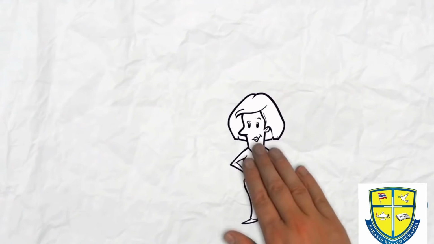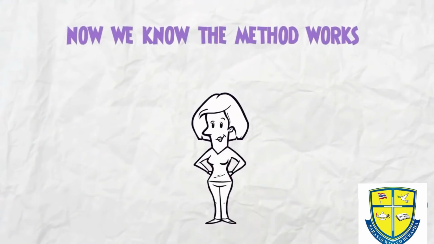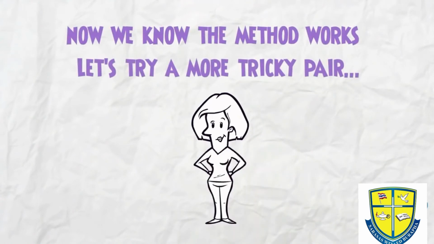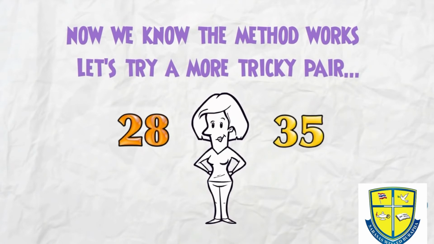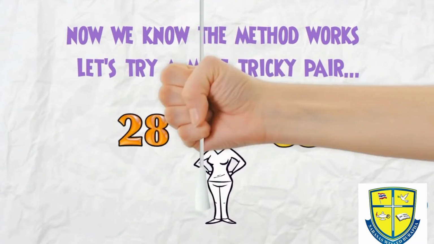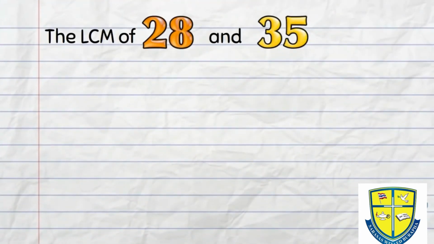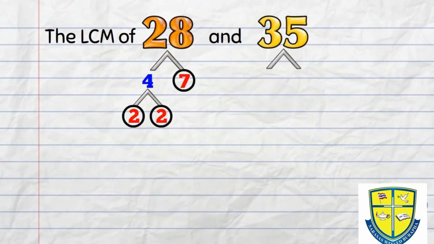And we know this is right because we already found the LCM using the multiple listing method. Now we know the method works, let's try a slightly more tricky pair. 28 and 35. First, find the prime factors of each number. 28 is from 4 times 7. 4 is from 2 times 2. Circle the primes. 35 is from 5 times 7, both prime.